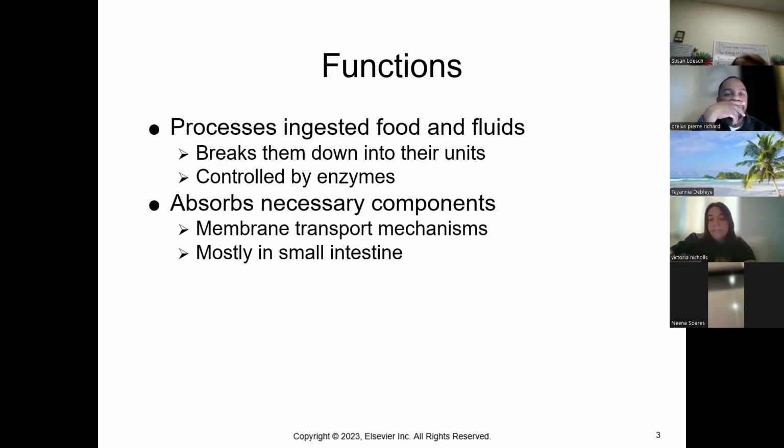So those parts of the small intestine, the jejunum, the ileum, and the duodenum, are all responsible for absorption of fats and nutrients. But remember the ileum, okay? That is your main place for absorption.